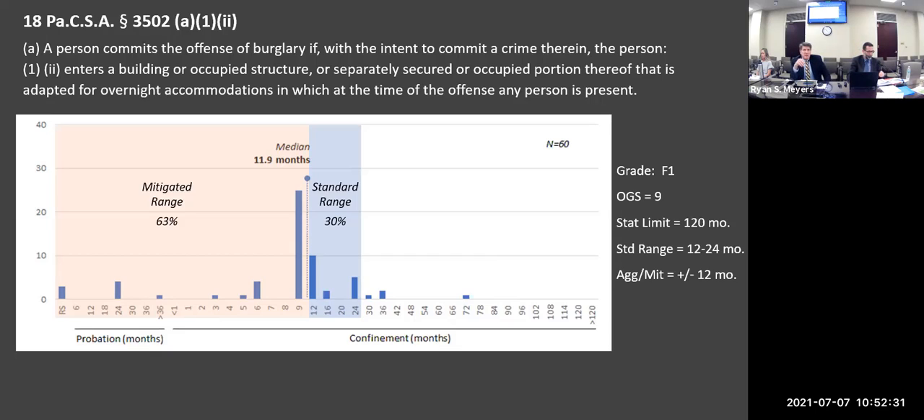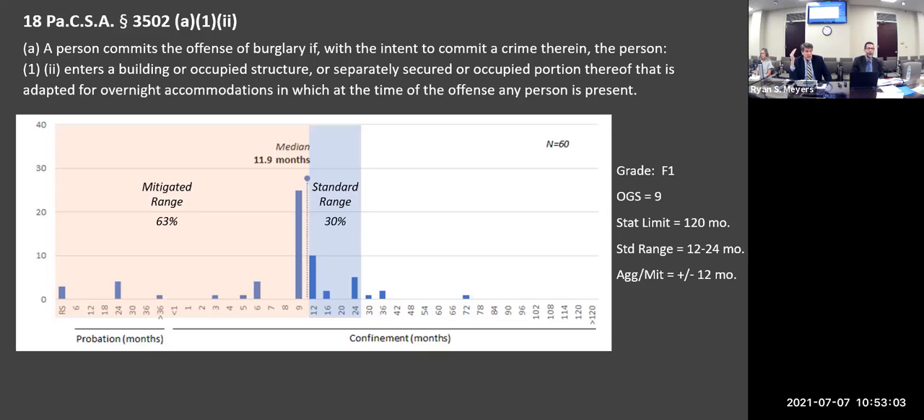Yeah, and this might be an example of prescriptive guidelines. Back during the special session on crime, one of the considerations was increasing the offense gravity score for burglary of a house with a person present because it was a crime of violence. And because of that, we moved it up to make sure that the presumptive guideline recommendation was state prison. So that's why it's an OGS 9. It starts at 12 months. So presumptively it's state prison.